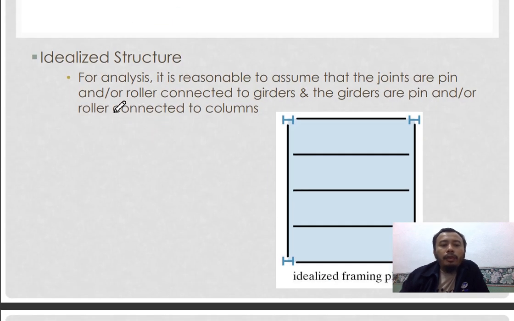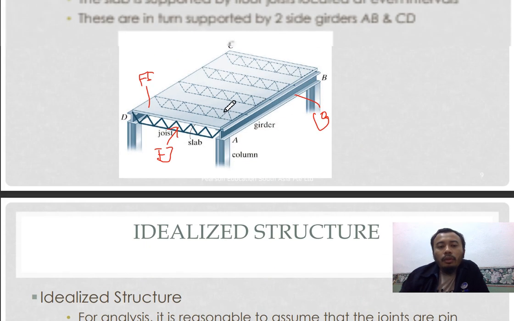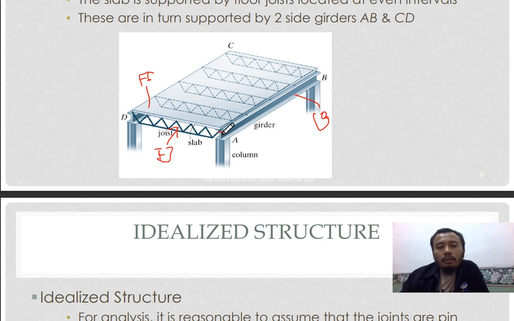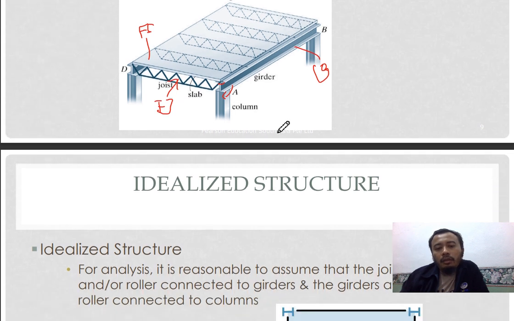So for analysis, it is reasonable to assume that the joists are pin or roller connected to the girders, and the girders are pin or roller connected to the column. So we assume that this joist is connected by pin to this girder and this girder is connected by pin to the column.